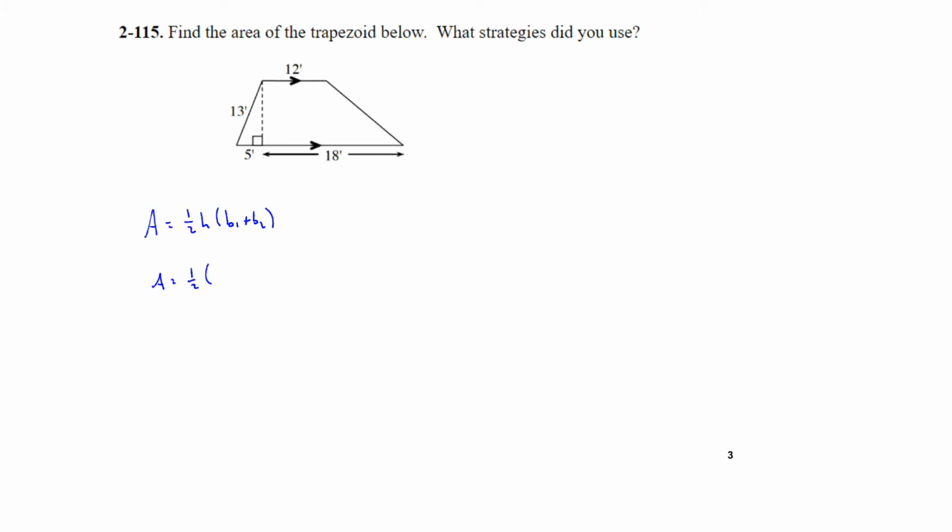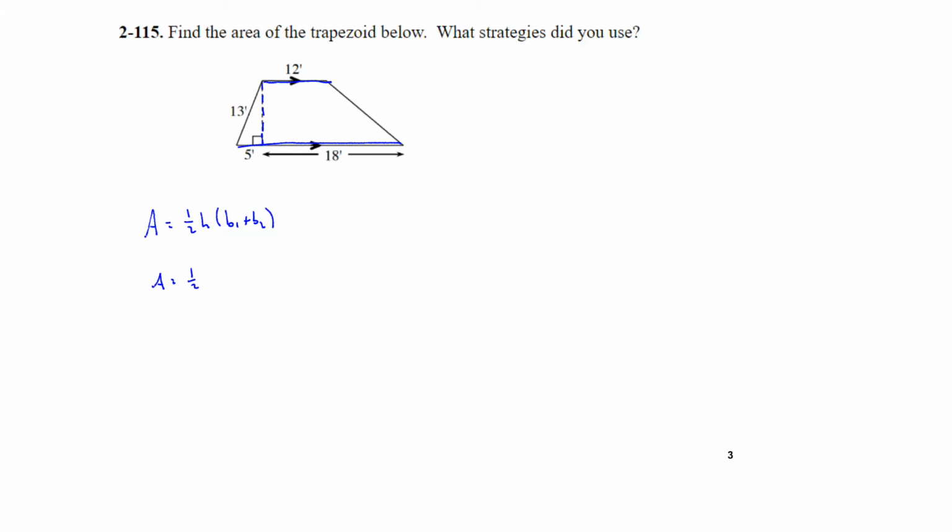1/2 times the height. Now the height is not given, so we don't know what that is and we will have to figure it out. We do have the bases though: we have 12, and then this whole thing, not just the 18, but the 18 and the 5, so we have to include that. So let's figure out what the height is.